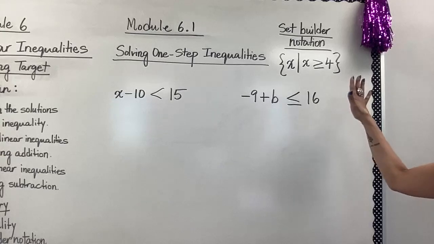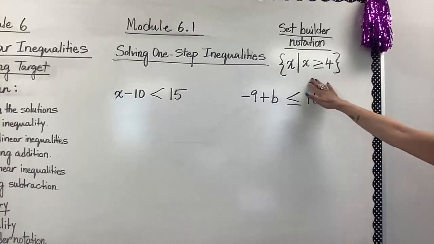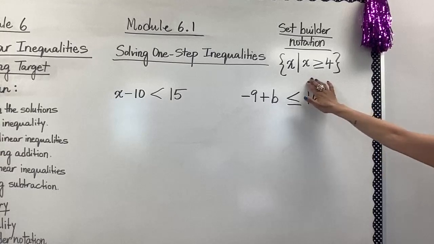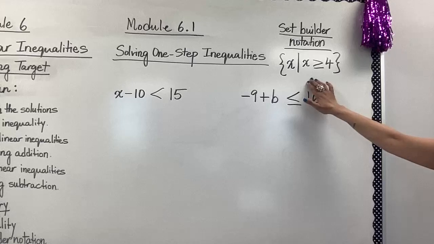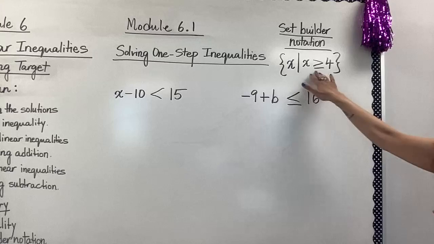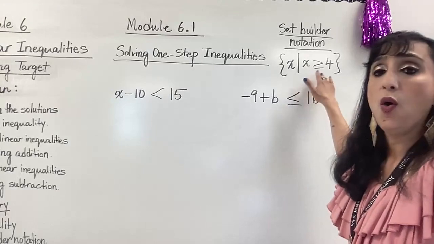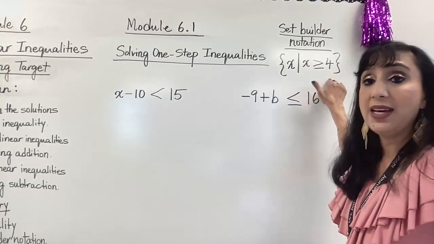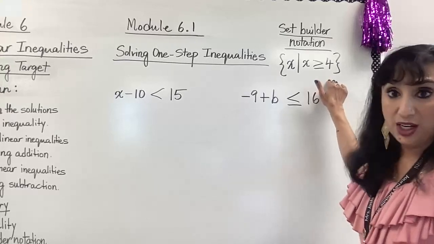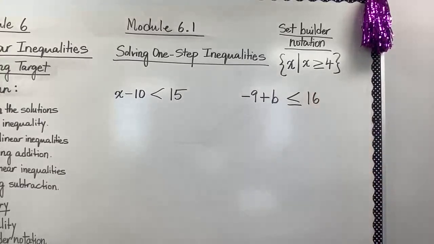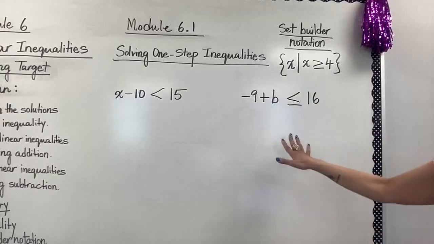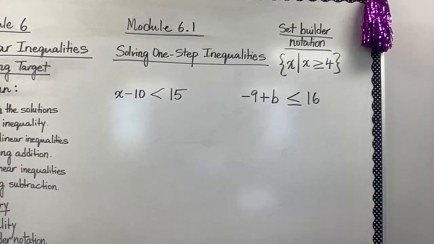What this basically means is, for example, this one. This represents the set of all numbers x such that x is greater than or equal to -4. So it's just telling me this is a set of all numbers x such that x is greater than or equal to -4. And this is a set builder notation. Okay, so let's go ahead and solve these, and then we are going to put it in the set builder notation form.